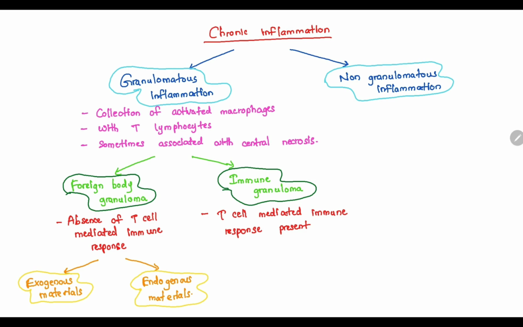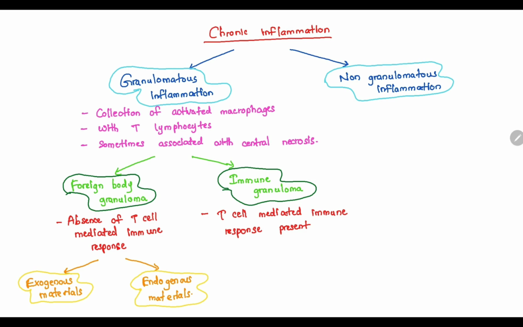Let's discuss immune granuloma. When a microbe or self-antigen comes into our body, macrophages activate T cells. Those activated T cells produce cytokines such as interleukin-2, tumor necrosis factor, and interferon gamma. Again, those cytokines activate macrophages. Those activated macrophages can be divided into two: epithelioid histiocytes and multinucleated giant cells.